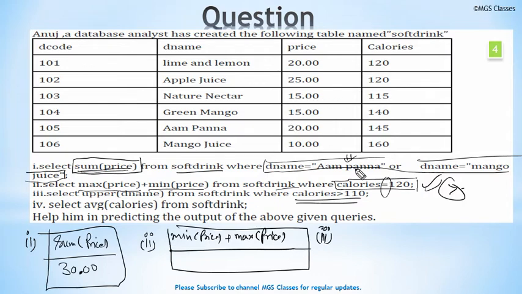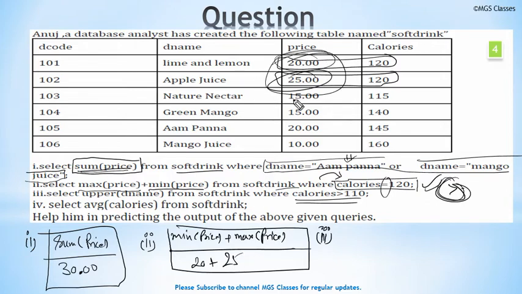Okay, so what it is asked actually, where calories equals to 120. So only this row will be considered because the condition is given here where calories is equals to 120, not greater than. I have considered greater than last time while solving it, that's why I have made the mistake. So here minimum will be what? Minimum of price will be what? 20, and maximum of price will be what? 25, because in these two rows only we need to calculate minimum and maximum.